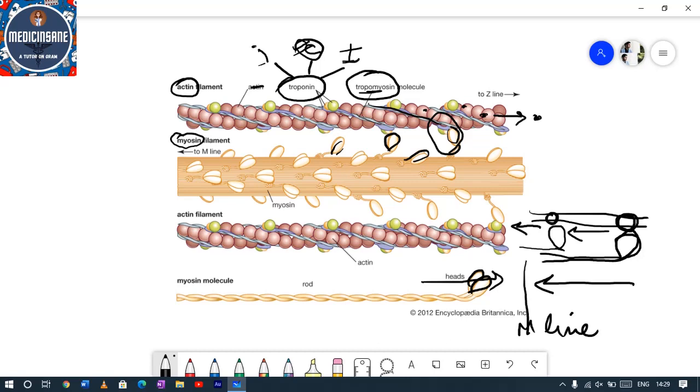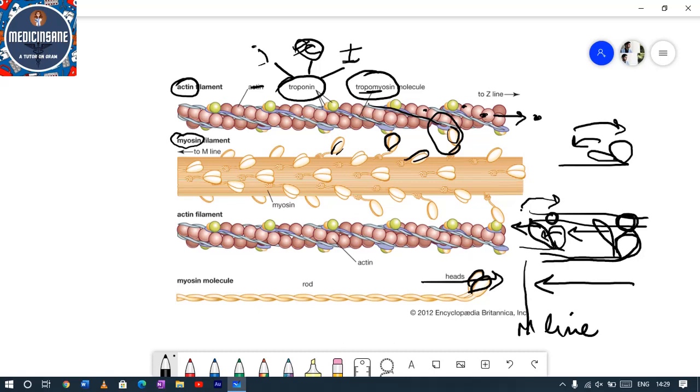Now, once this happens, the head tilt is going to occur. That means this myosin head, once bound here and after pulling it to this side, is going to be tilted from this direction to this direction. Then it is going to leave the attachment of the initial active site, and after leaving, it is again going back to its initial position. It came in this direction after the head tilt, and again it went back to its original position.